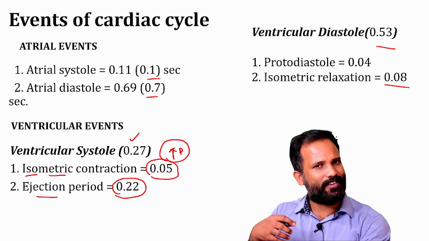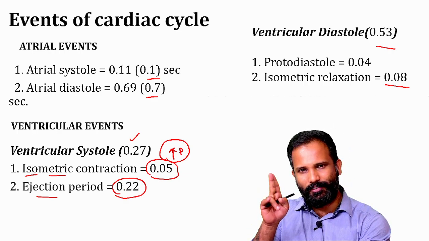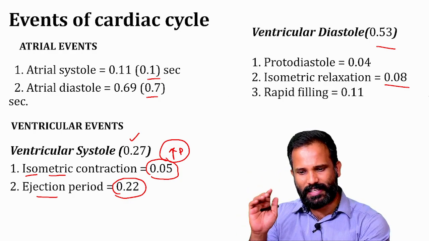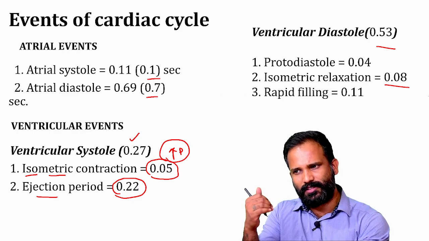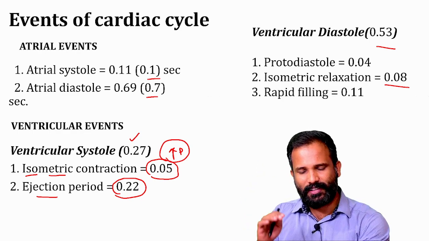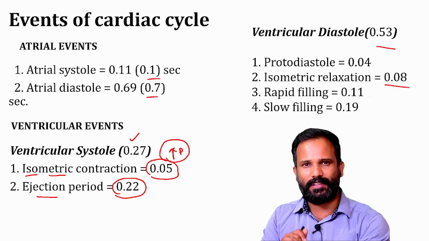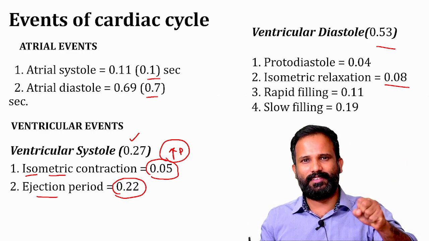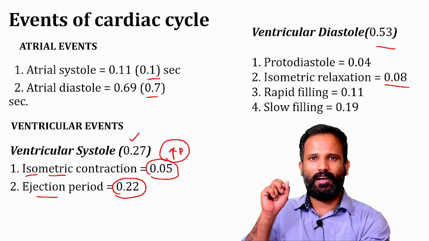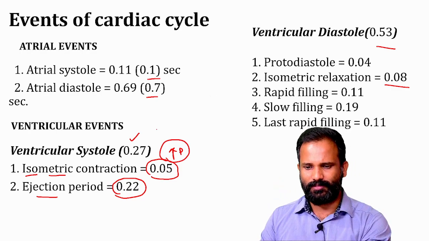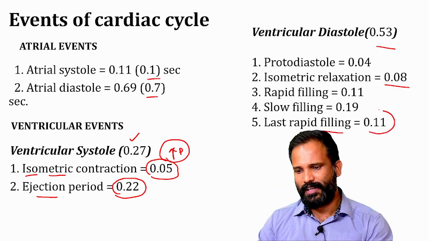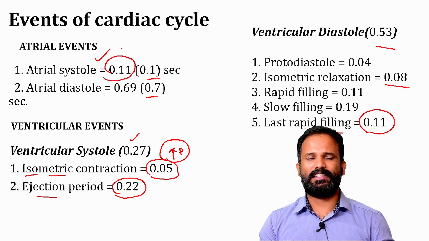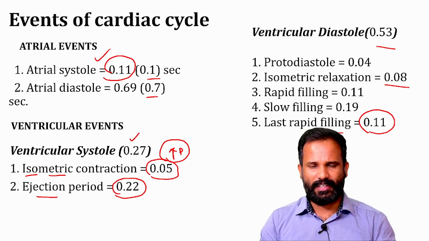Once the pressure in the ventricle is lower, AV valves open and the blood rushes from the atria to the ventricle. That is called rapid filling. Once the pressure difference is lowered, the next phase occurs, that is slow filling. Now the pressure gradient is almost nil. Now the atria kicks in with one stroke, that is atrial systole, which is called last rapid filling, 0.11 seconds, which is the same as this atrial systole. So these are the events that occur in the cardiac cycle.